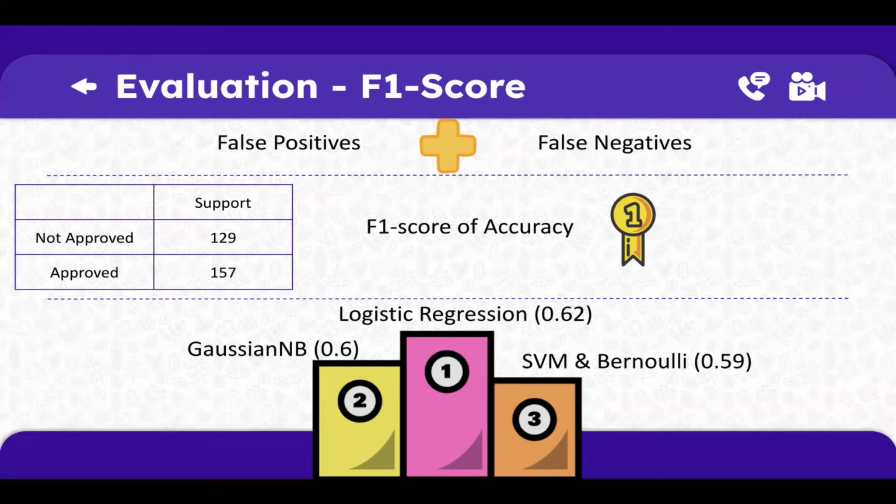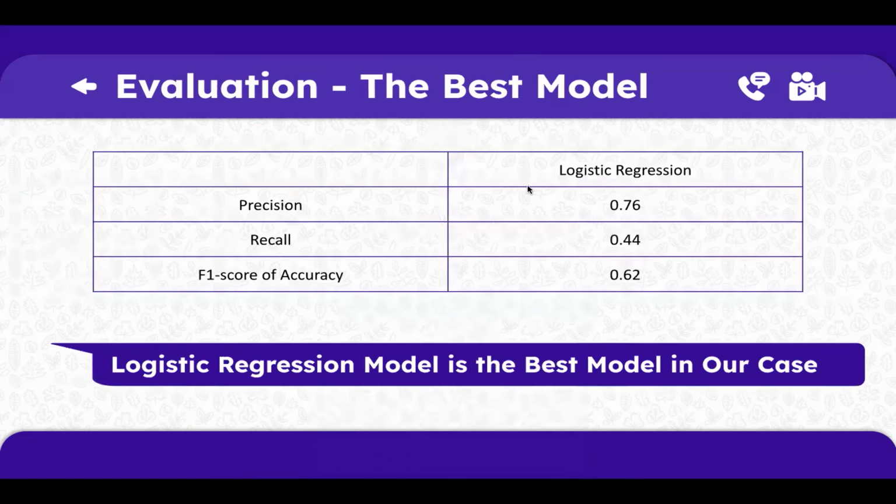We find that the top 3 F1 score rankings are logistic regression, which is 0.62, Gaussian NB, which is 0.6, and SVM and Bernoulli tied for third, which is 0.59. Based on the above, the logistic regression model is the best model to predict whether the viewer can become an active user.